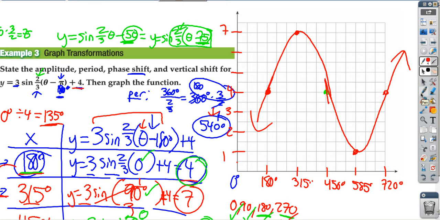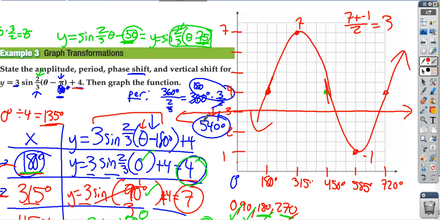The midline right here, I don't know if they asked us for it, should be the top 7 plus the bottom point -1, and then the average of those, so this equals 3. So let's verify. The midline would be this line right here, which cuts it in half. Did I do that correctly? Sorry, that's supposed to be a +1, not a -1. So it actually should be 7 plus 1 is 8, divided by 2 is 4. So wrong midline here. The midline is actually at 4, which is going to be right here.